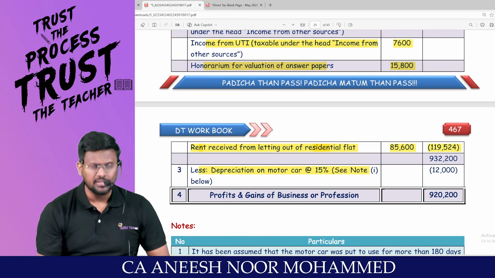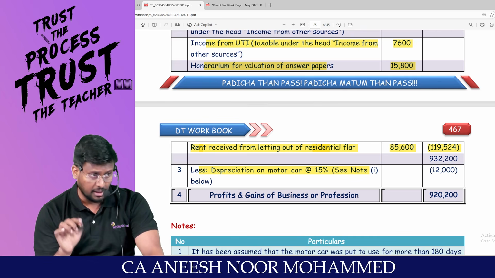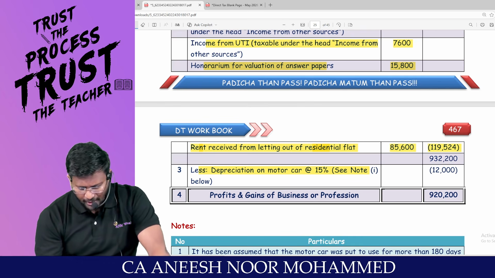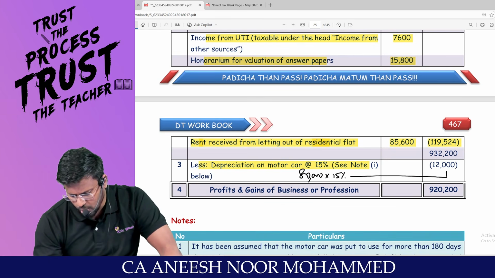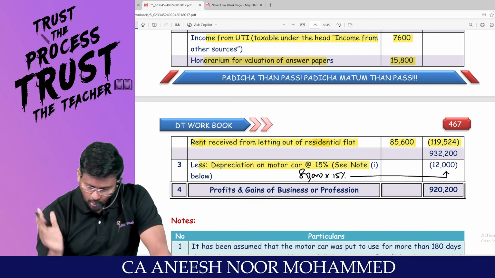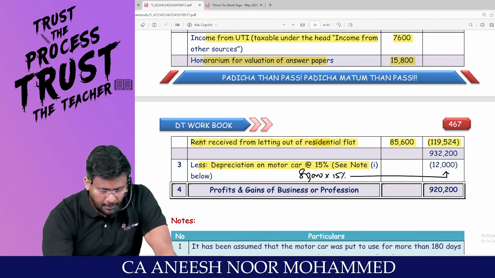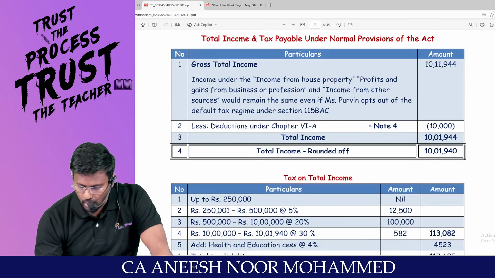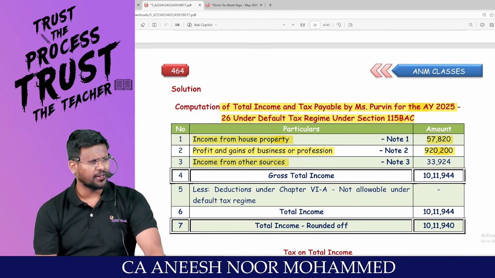Less depreciation on motor car, because motor car is a capital expenditure, but depreciation on motor car is allowed. For that purpose only they have given the rate also. So what is the value? 80,000 into 15% comes to 12,000. We are assuming that the motor car has been put to use for more than 180 days and there is no additional depreciation concept for motor car. You will be getting profits and gains of business or profession comes to 9,20,200. Am I right? That's 9,20,200. There is no capital gain.